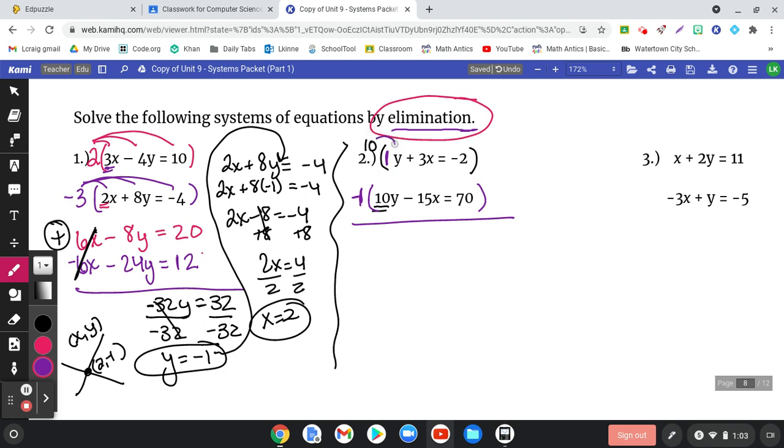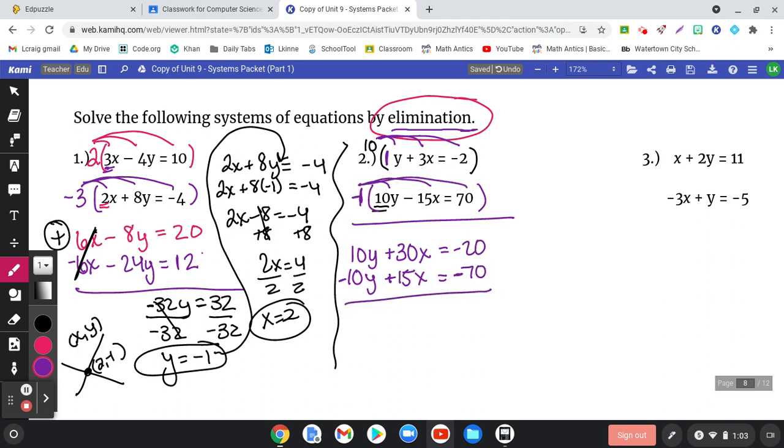All right, so the top, let's multiply through. 10 times 1y is 10y. 10 times 3x is 30x. 10 times -2 is -20. In the bottom, -1 times anything is just going to change all the signs. So -10y. -1 times -15 is +15x. And -1 times 70 is -70. Don't forget to multiply on the other side.